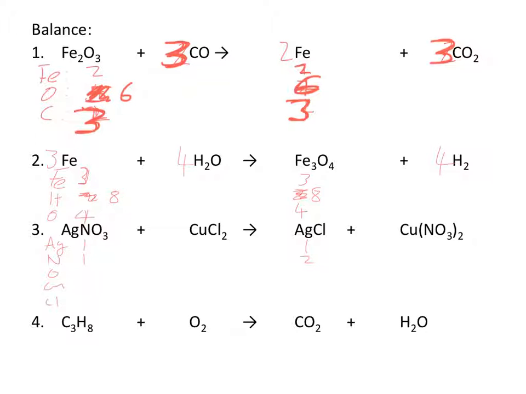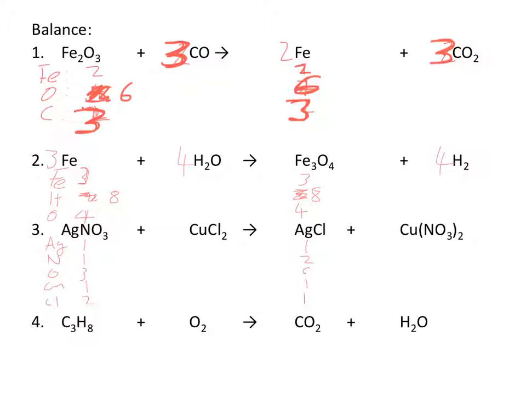Oxygen, I've got 3 here. I've got 3 here, but I've got 2 lots of that bracket. So that means overall I've got 6. So 3, 6. Copper, I've got 1 here. I've got 1 here. And chlorine, well, I've got 2 here and 1 there. So 2 and 1.